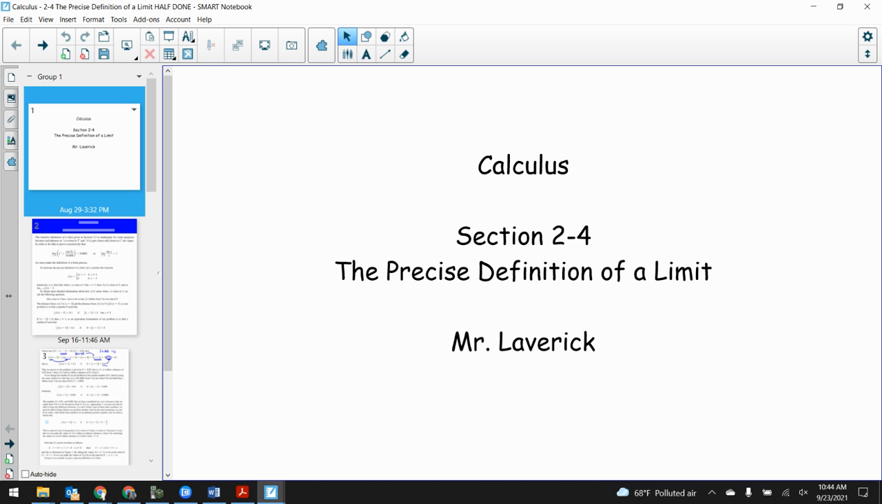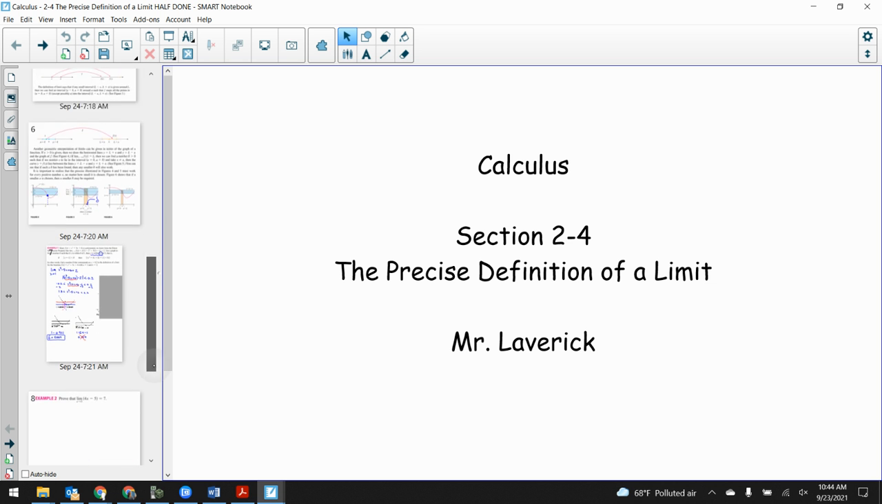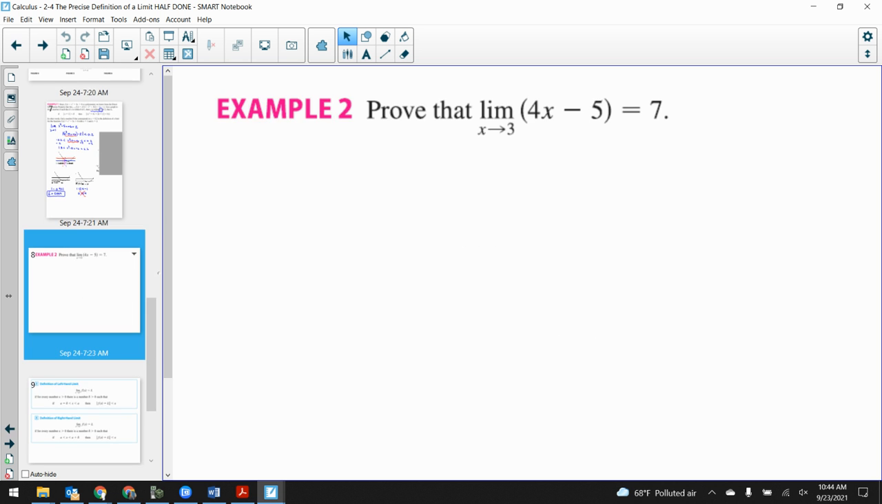Your delta is your difference in the x. Your epsilon is your difference between what your output is and your actual limit. Okay? So let's take a look at this.